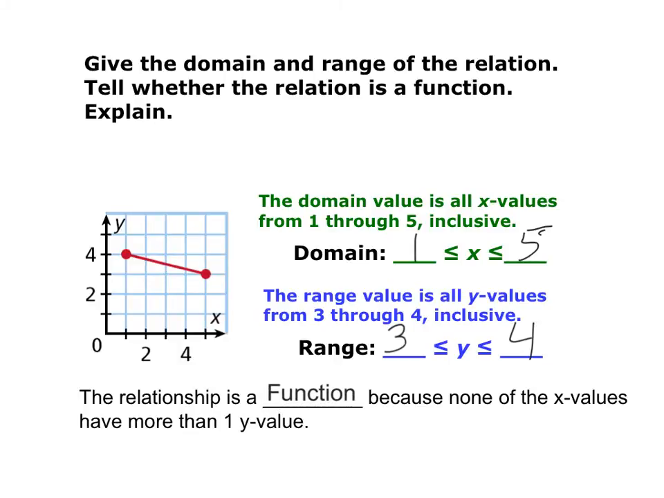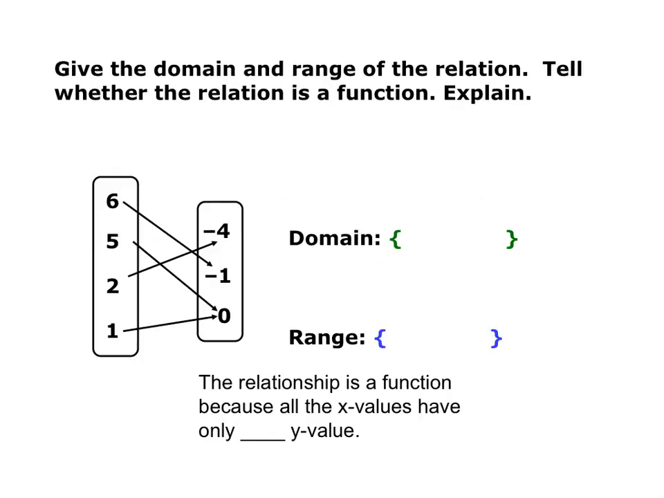So when you look at it, we don't see a couple of x coordinates that have y stacked on top of each other, like vertically. Alright, so now here we're going to give the domain and range of the relation, and again we're going to tell whether the relation is a function and explain. Now, because this isn't a solid line graph, they're just giving us simply ordered pairs. We're always going to assume that this is our x and this is our y. We're going to list our domain and range.